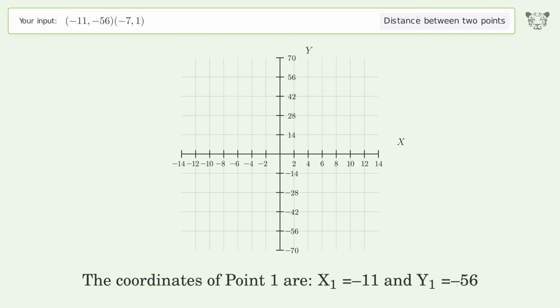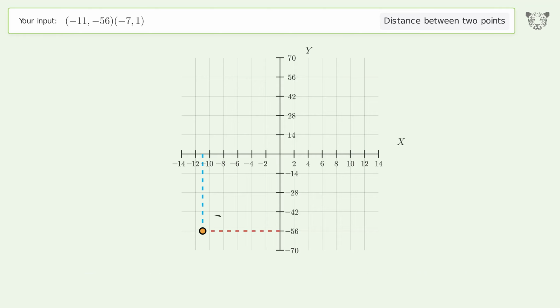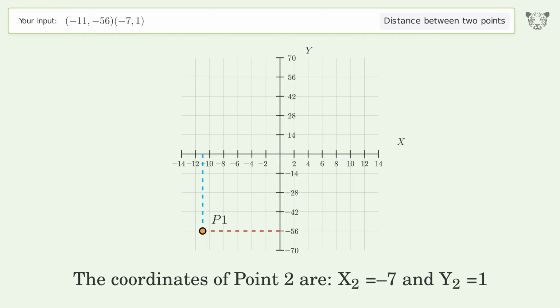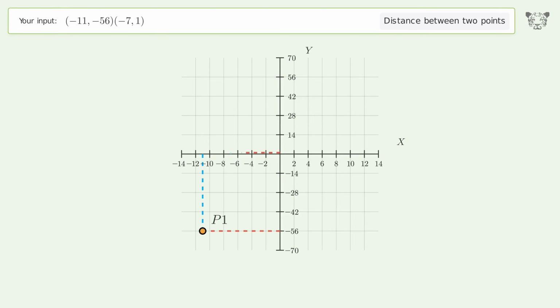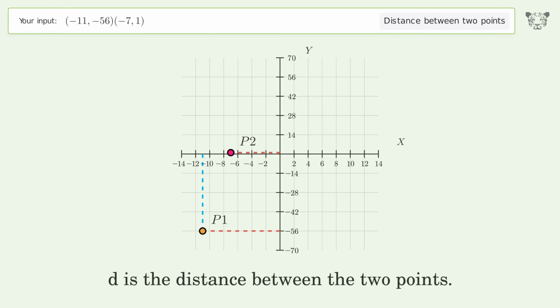The coordinates of point 1 are x1 equals -11 and y1 equals -56. The coordinates of point 2 are x2 equals -7 and y2 equals 1. D is the distance between the 2 points.